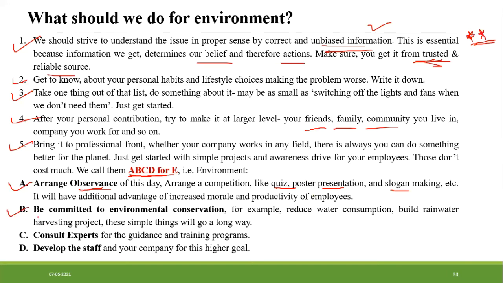Okay, be committed to environment conservation. Put in any small activity that you can do. Consult experts. If you have some doubt in any one of these, you can consult someone. And this is very important: develop the staff.